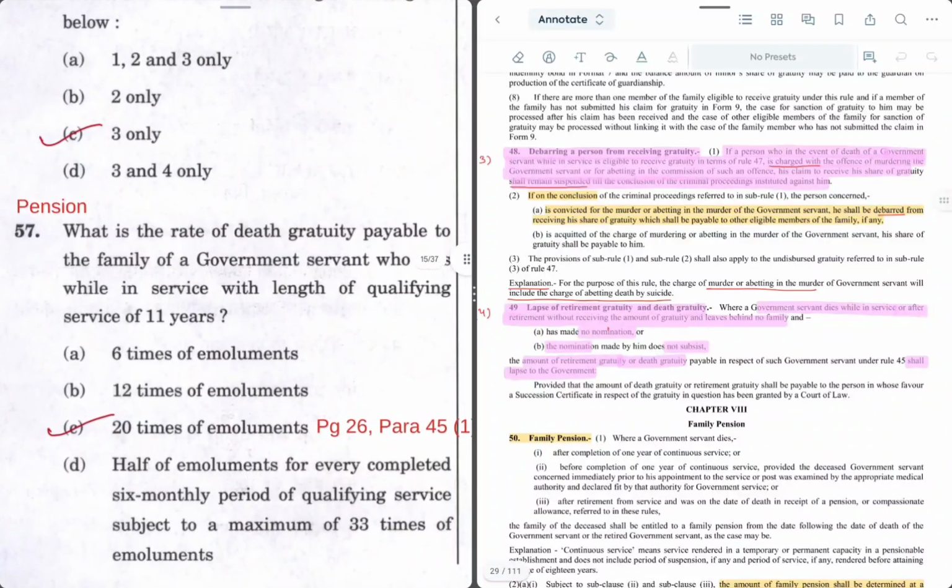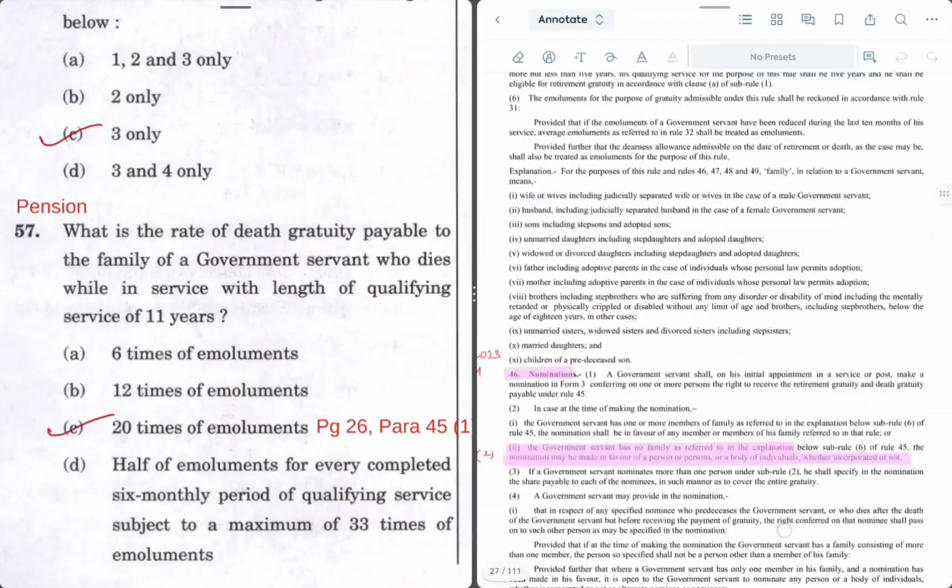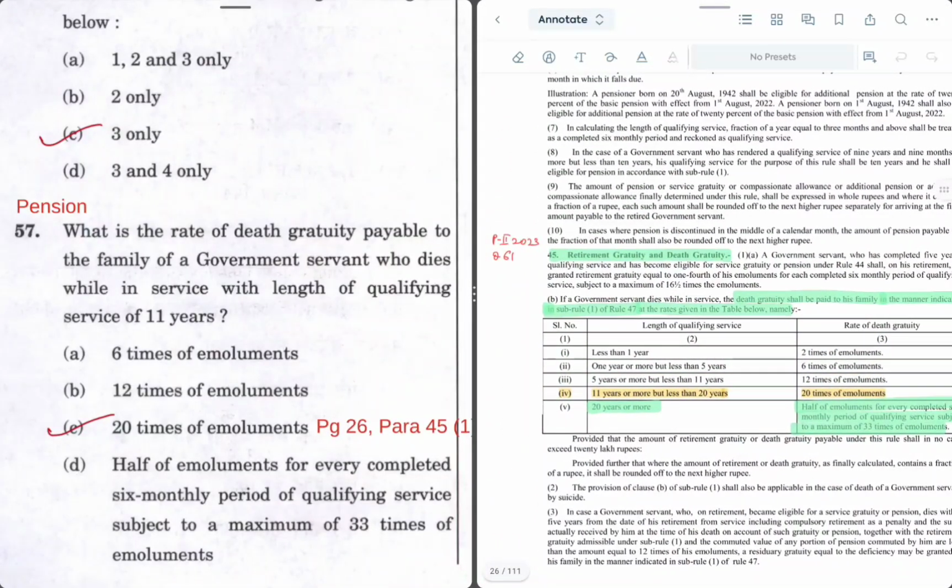Question 57, what is the rate of death gratuity payable to the family of a government servant who dies while in service with length of qualifying service of 11 years? So पेज 26 पे हम जाएंगे, तो यहाँ पैरा 45 में अगेन 2023 में भी रिपीट हुआ था एक क्वेश्चन. यहाँ पे आप देखेंगे 61, अगेन 57 क्वेश्चन है. यहाँ पे जब क्वालिफाइंग सर्विस 11 ईयर्स और मोर है तो 20 टाइम्स ऑफ एमोल्यूमेंट्स विल बी द अमाउंट ऑफ डेथ ग्रेचुटी. सो ऑप्शन सी इज द राइट आंसर.